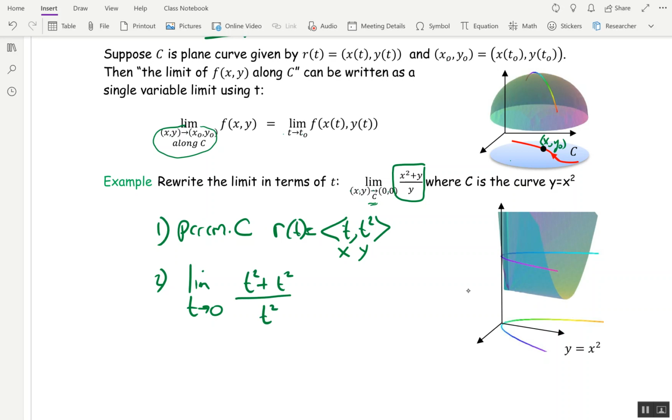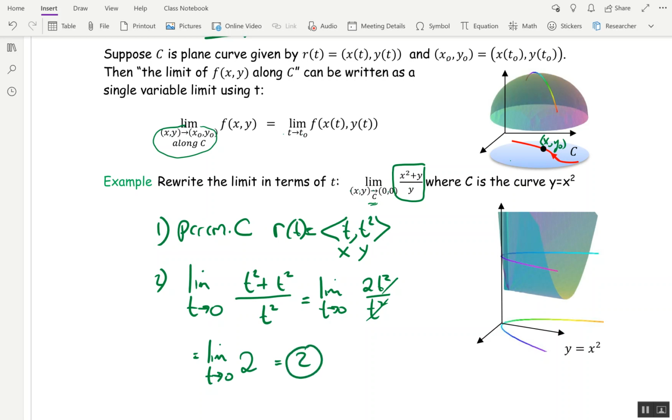Now, of course, don't try to cancel those t squareds in the wrong way, because they don't cancel that way. Simplify the numerator: limit as t goes to 0 of 2t squared over t squared. Cancel. Now that's the limit of a constant, the limit as t goes to 0 of the number 2, which is 2.